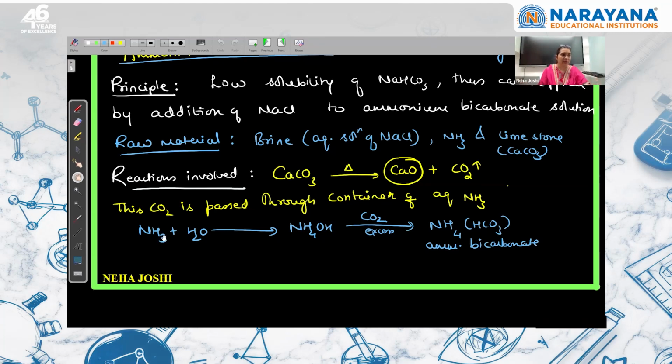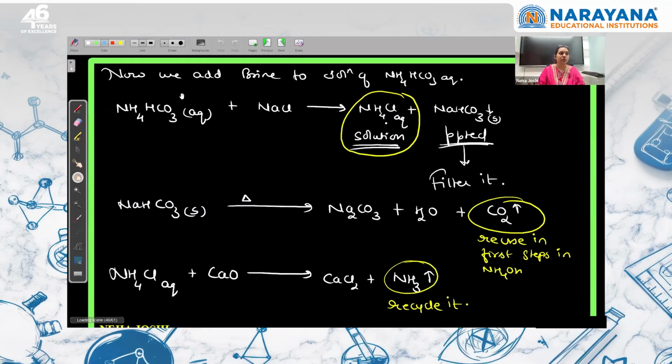So ammonia, being basic, first with water forms ammonium hydroxide. Ammonium hydroxide is a basic solution. CO2 being acidic, these two combine. And as we are passing excess of CO2, whenever you pass excess of CO2, you always have bicarbonate. So you will have ammonium bicarbonate. To this ammonium bicarbonate solution, we add brine, and brine also in excess, in large amount.